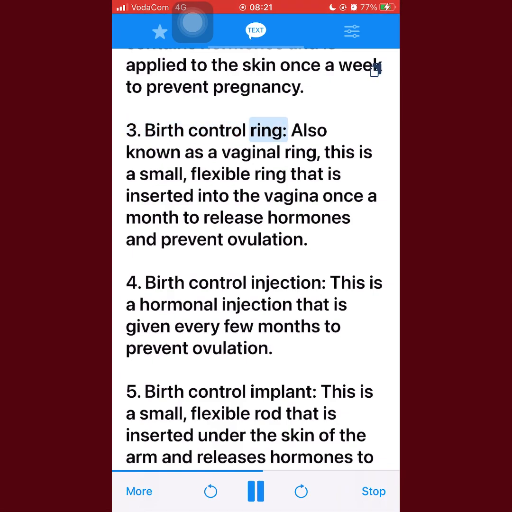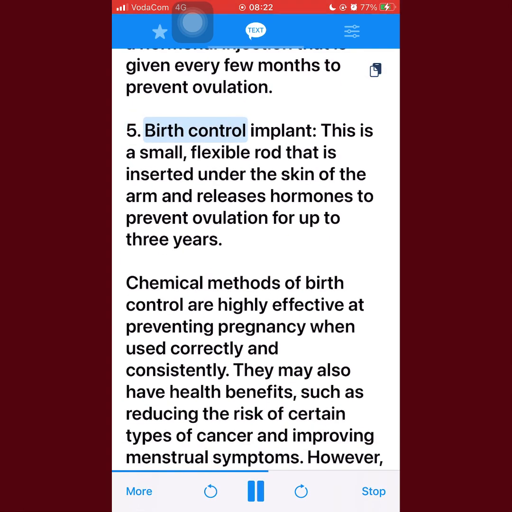3. Birth control ring, also known as a vaginal ring. This is a small, flexible ring that is inserted into the vagina once a month to release hormones and prevent ovulation. 4. Birth control injection. This is a hormonal injection that is given every few months to prevent ovulation. 5. Birth control implant. This is a small, flexible rod that is inserted under the skin of the arm and releases hormones to prevent ovulation for up to 3 years.